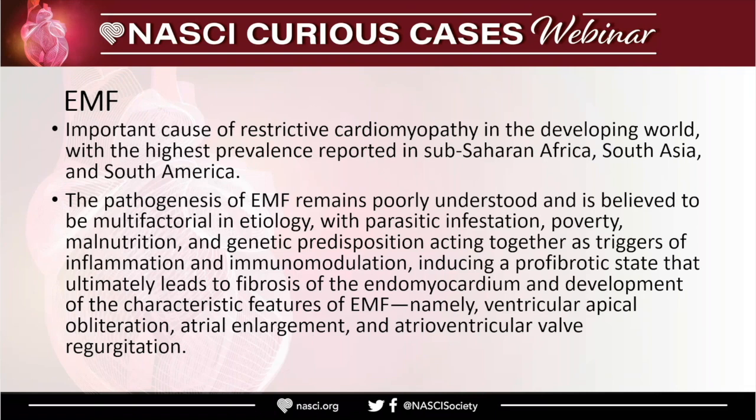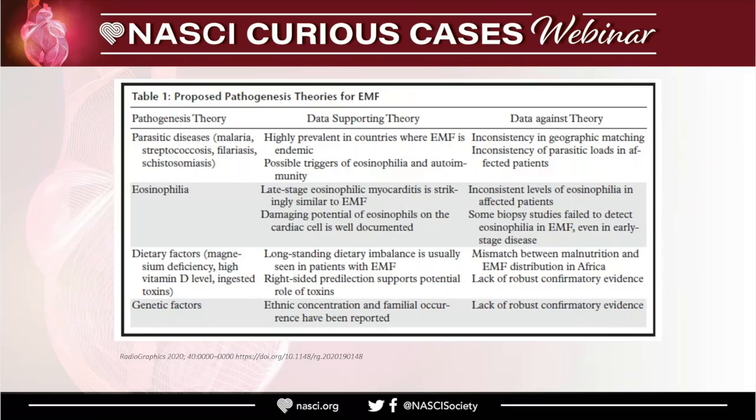And hence, we see the fibrosis centered within the endomyocardium, resulting in the characteristic features that we see here: apical obliteration and valvular involvement, because of which there's valvular regurgitation resulting in atrial enlargement, and overall a restrictive heart failure picture. This is an article from Radiographics that has very nicely summarized EMF, and this is a table that shows the pathogenesis and the etiologies that are thought to contribute to endomyocardial fibrosis.